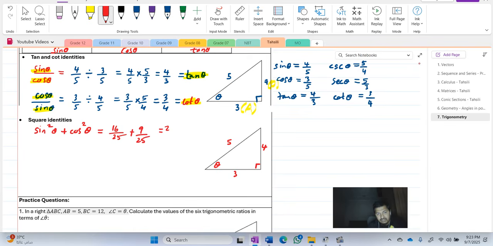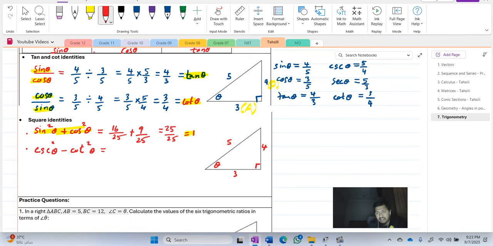16 plus 9 is 25 over 25, and that value is equal to 1. So we know sine squared plus cos squared is 1, and that gives us an identity. Next one we want to prove is cosec squared theta minus cot squared theta.